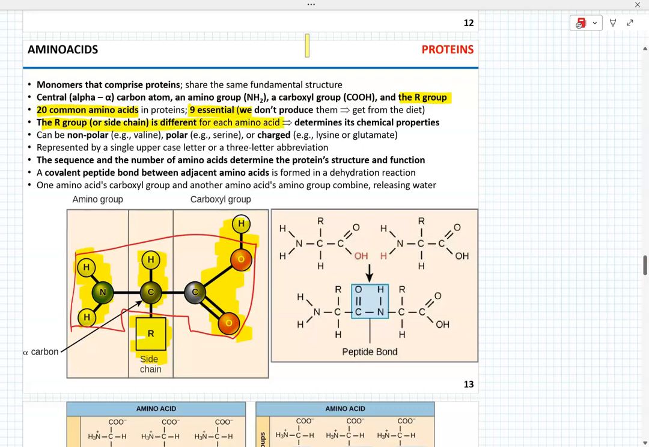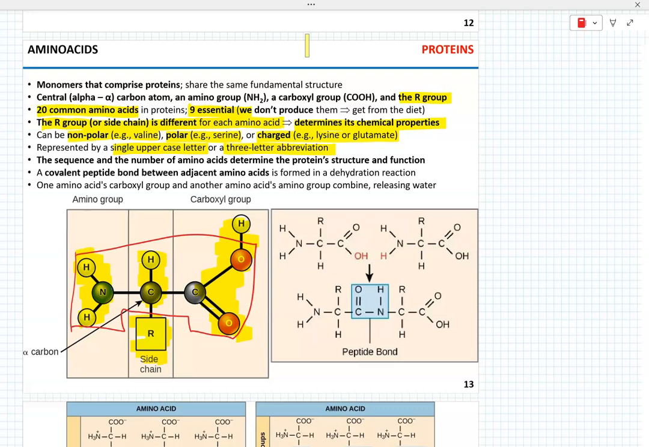Different R groups of different amino acids determine essentially their chemical properties. Amino acids can be chemically nonpolar, for instance, valine, can be polar, for instance, serine, can be charged, such as lysine or glutamate. When a protein sequence is written, amino acids are usually represented by an uppercase letter or three-letter abbreviation. These letters and abbreviations are unique for a specific amino acid.